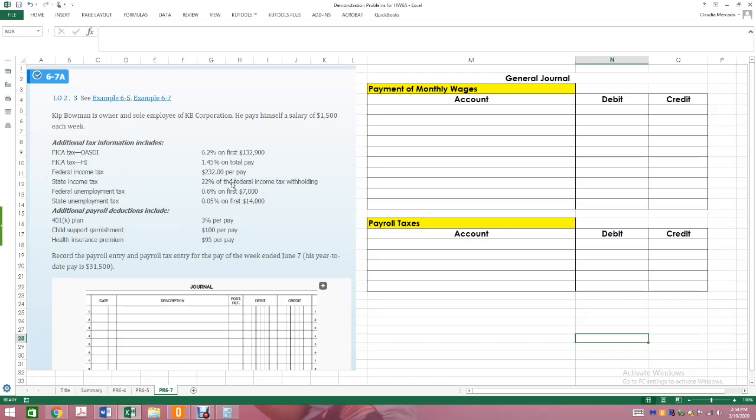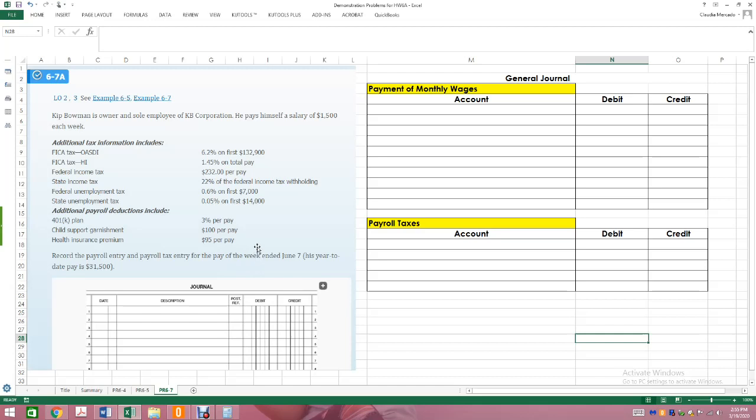The state income tax is 22% of the federal income tax withheld. The federal unemployment tax is 0.6% on the first 7,000. The state unemployment tax is 0.05 of the first 14,000. In addition, they're going to deduct 3% of each paycheck for the 401k, your retirement contribution. You're getting garnished $100 per paycheck for child support, and you're paying $95 for health insurance. They're asking us to record the payroll entry and the payroll tax entry for the pay week ending June the 7th. So they have a lot of information here.